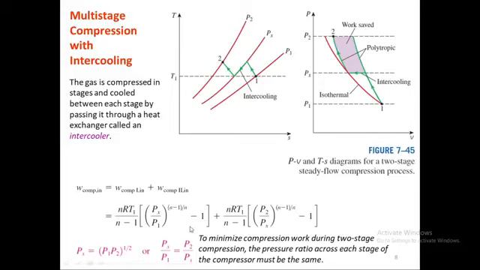So take the differential with respect to the pressure and equate it to 0, then we get this equation: Px is equal to P1 P2 raised to the power half, or Px upon P1 is equal to P2 over Px. To minimize compression work during two-stage compression, the pressure ratio across each stage of the compressor must be the same.